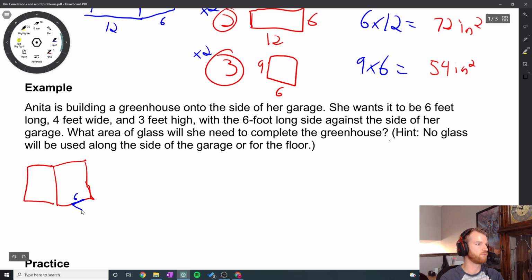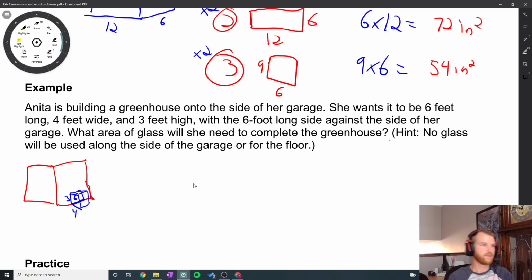It's going to come out 4 feet, and it is 3 feet high. So I'd go draw up, going to be 3 feet high. So 6 feet is the one that's touching the garage, and then 3 feet high and 4 feet wide. So our little greenhouse thing is going to kind of come out like this. Okay, so it looks pretty ugly, but you get the idea.